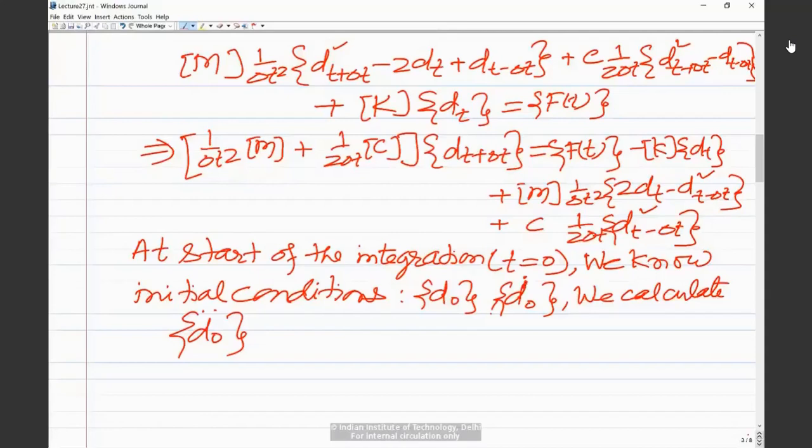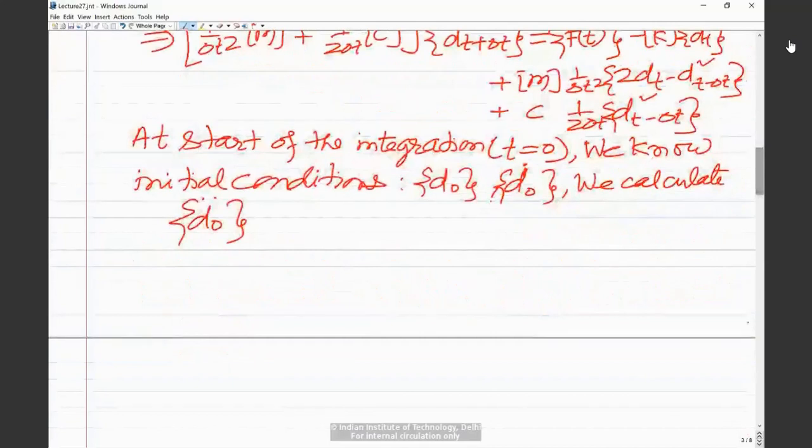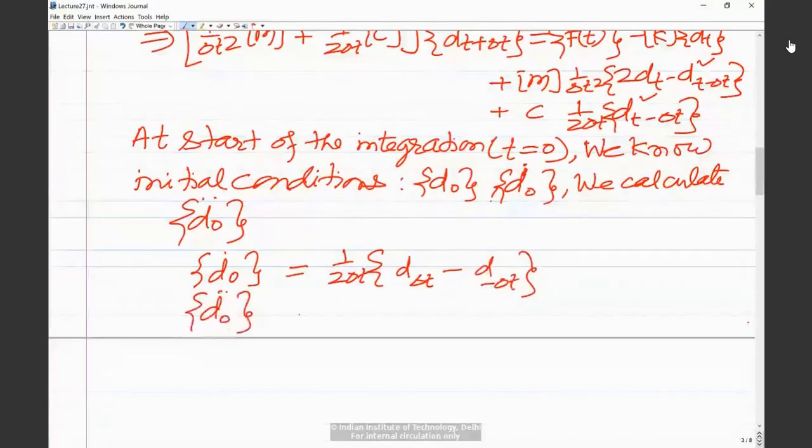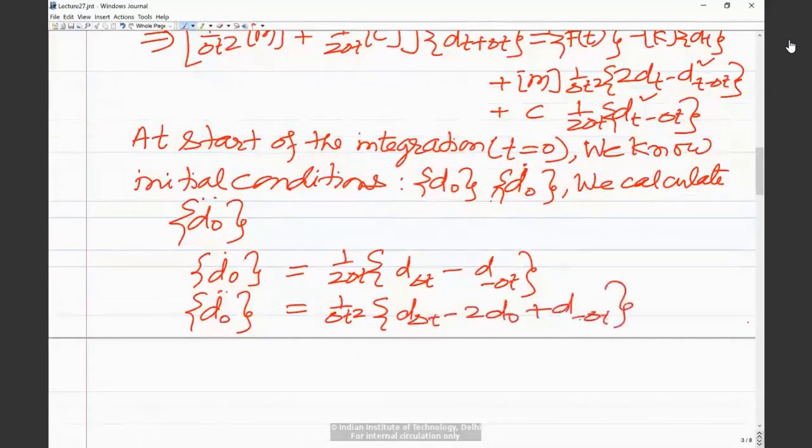So once this is calculated, how do we get d at minus delta t? To get that, consider these central difference relations. d naught dot at t equal to 0 would be 1 upon 2 delta t times d at delta t minus d at minus delta t. This is one equation, and another equation would be for d naught double dot. d naught double dot is 1 upon delta t square times d at delta t minus 2 d naught plus d at minus delta t. Same relations as we have written.